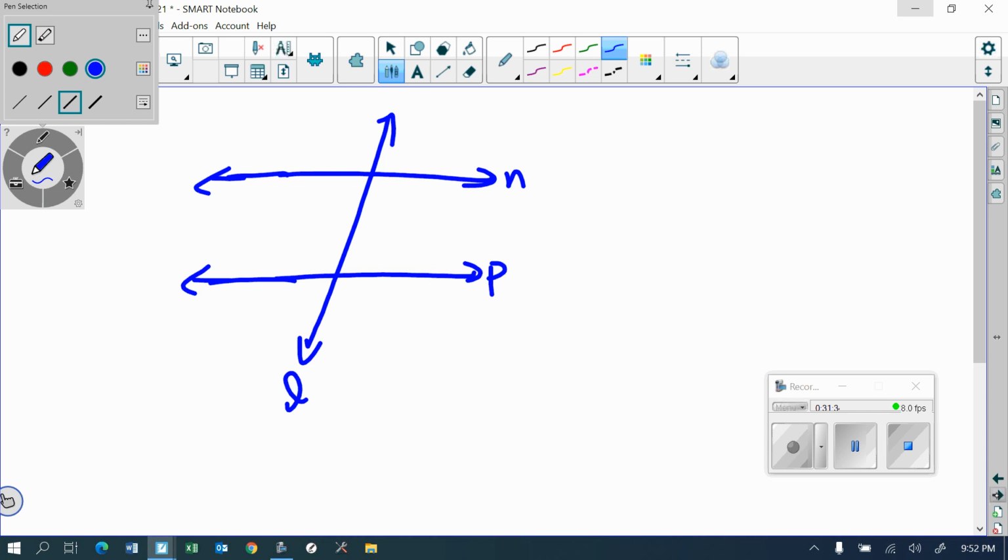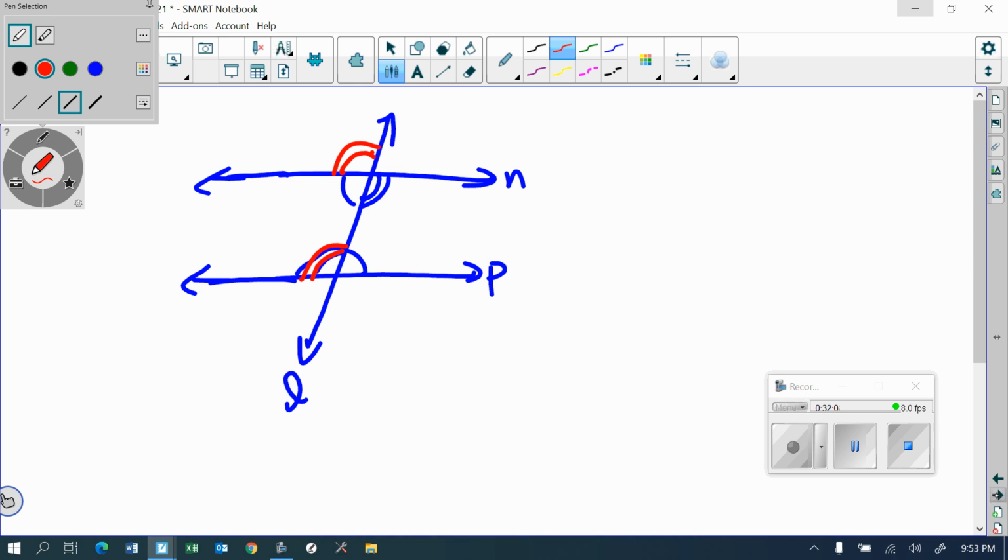I want to prove N and P are parallel. The only way I can do that is if I can show that one of those four types of pairings, either alternate interior angles are equal. So if I can show that equals that, then those two lines are parallel. Or if I can show this angle is congruent to this angle, the other alternate interior angle pairing is congruent, then those two lines are parallel. Or if I could show corresponding angles were congruent. So I can show those two red ones are congruent. They're corresponding angles. If the corresponding angles are congruent, then the two lines are parallel.